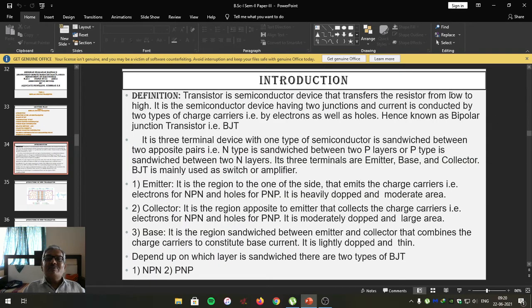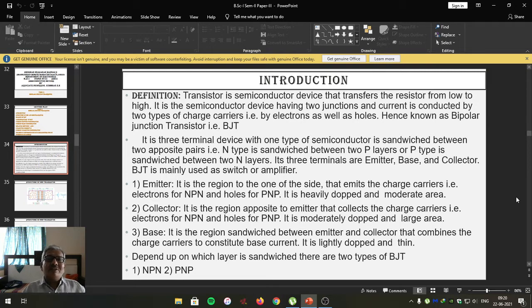Friends, let me introduce the bipolar junction transistor. Student friends, as it is a semiconductor device, it is made up of the semiconducting material, either silicon or germanium, where there is a transfer of resistor that takes place. Transfer of resistance takes place from low to high. Such a device we can call it as transistor.